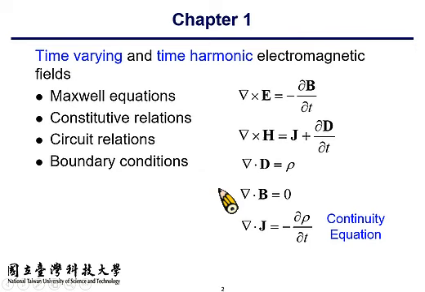So, in chapter 1, we basically will review important EM relationships, that is, the Maxwell equations, including the continuity equation that describes the relationship between surface current density and surface charge. And we will also look into an important relationship, that is the boundary condition, and in particular the boundary condition on conducting surfaces.